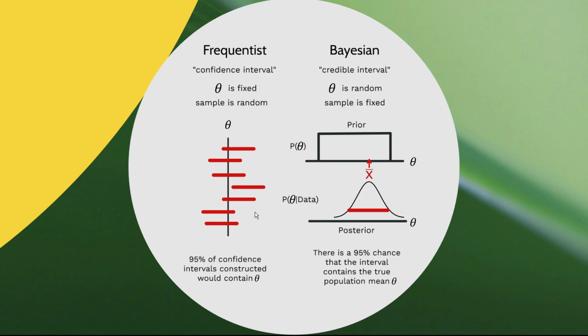Now it's quite interesting because the intervals we've created so far in this video, and indeed in most of your textbooks, will be frequentist intervals, but they'll tend to provide you with the Bayesian interpretation of those intervals. You'll say there's a 95% chance that the interval contains the true population mean theta. But in reality, the frequentist statement above is the technically true conclusion you can draw.